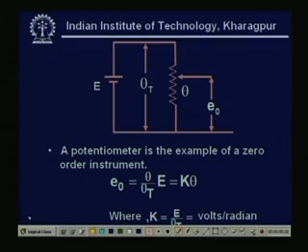I can use it as a position sensor also, because as you can see the output voltage is directly proportional to the position. What is that position? If I go back, I can see here that output voltage is directly proportional to theta. So, E is a function of theta, which can be utilized to make a position sensor, and it is a 0 order instrument. So, obviously, there is no phase change or time lag in the input output. Okay.